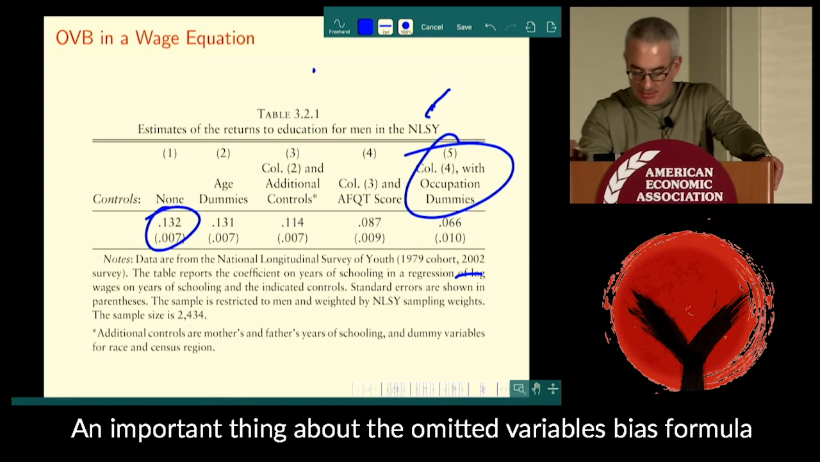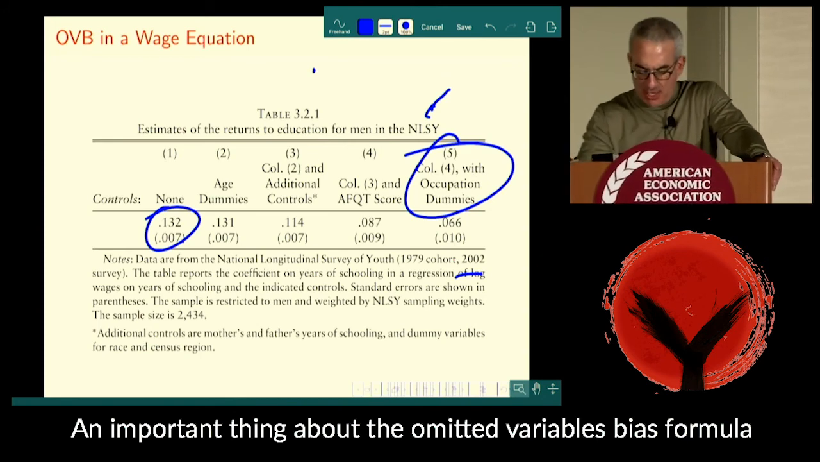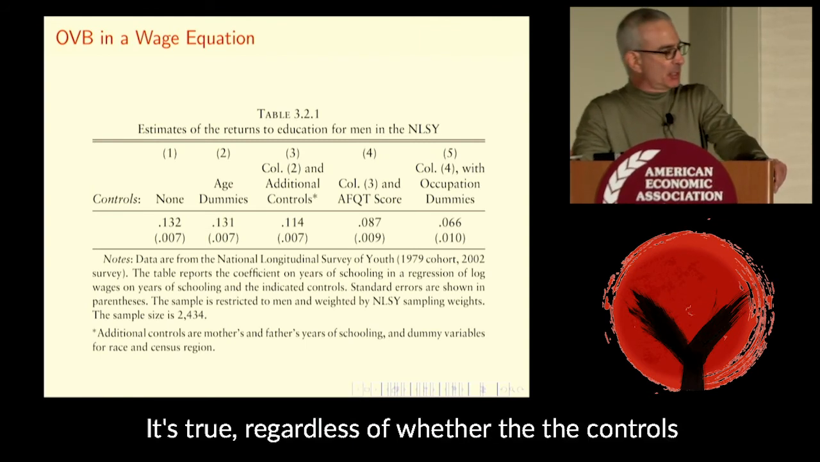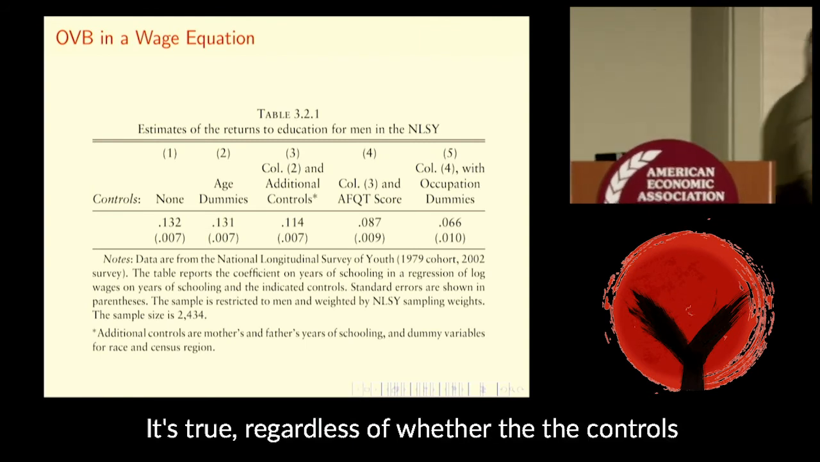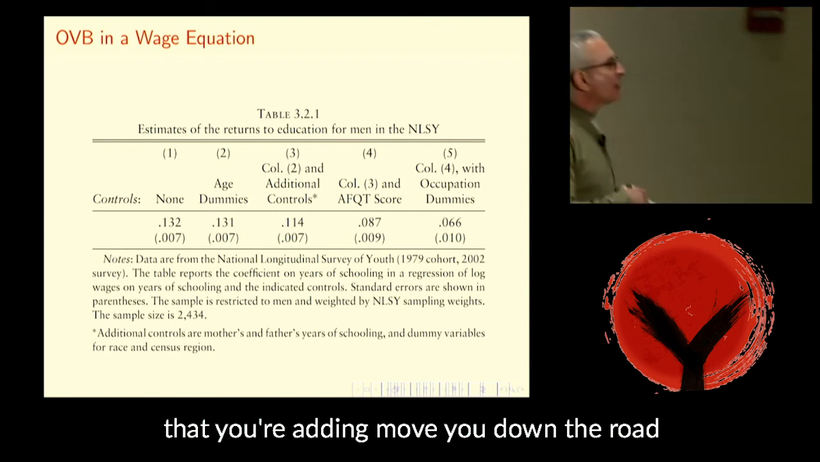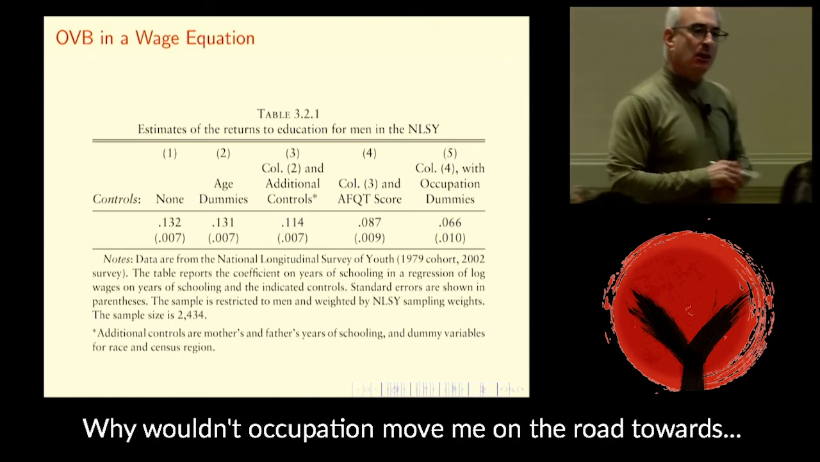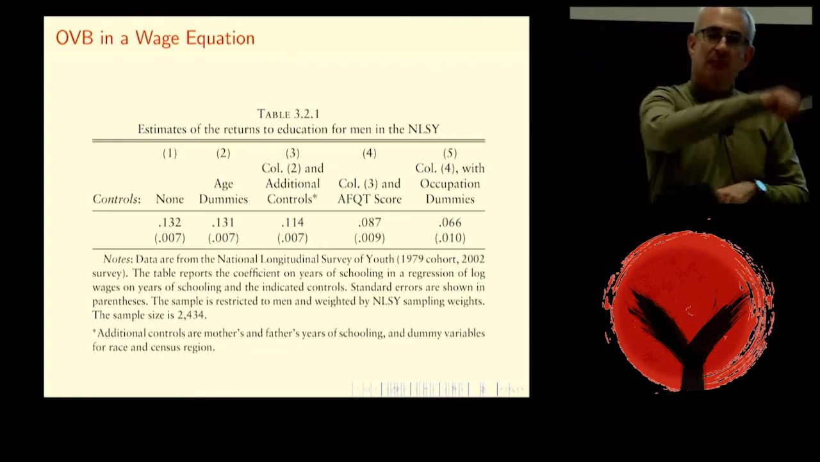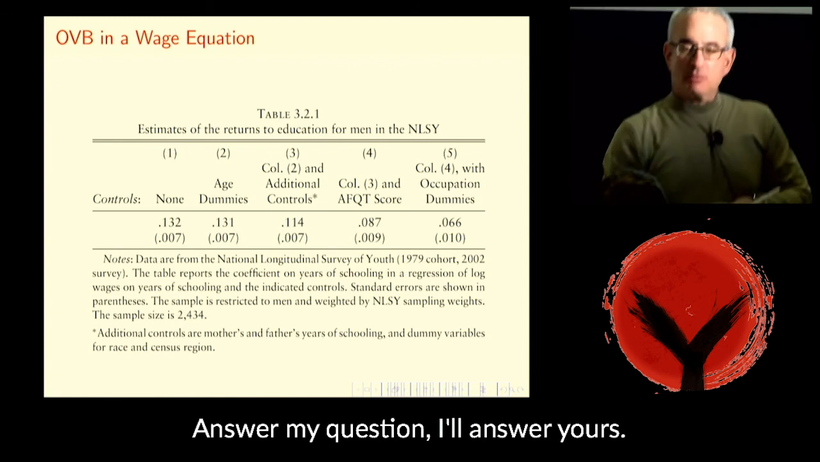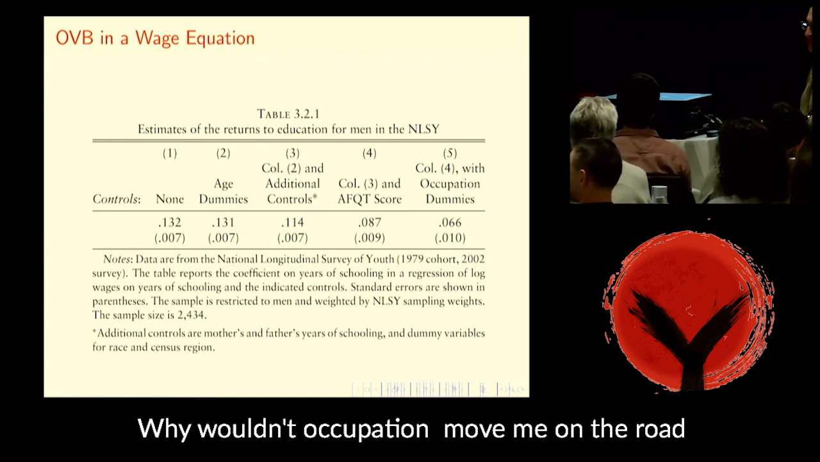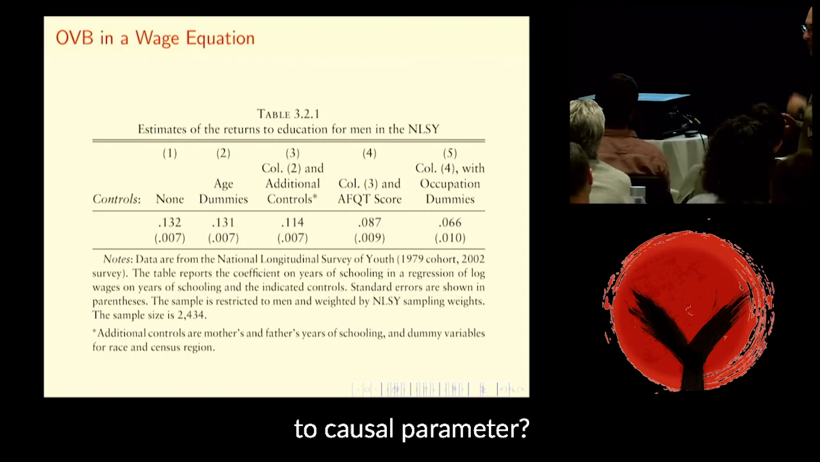An important thing about the omitted variables bias formula is that it's algebra. It's algebra. It's true regardless of whether the controls that you're adding move you down the road towards a causal parameter. Why wouldn't occupation move me on the road towards, yes ma'am. You answer my question, I'll answer yours. Why wouldn't occupation move me on the road to a causal parameter?